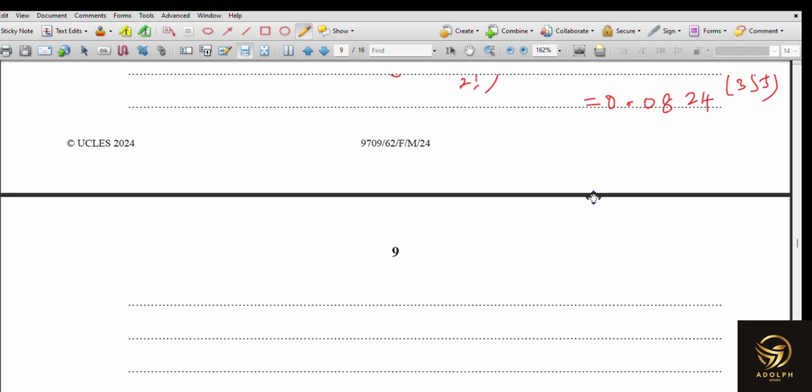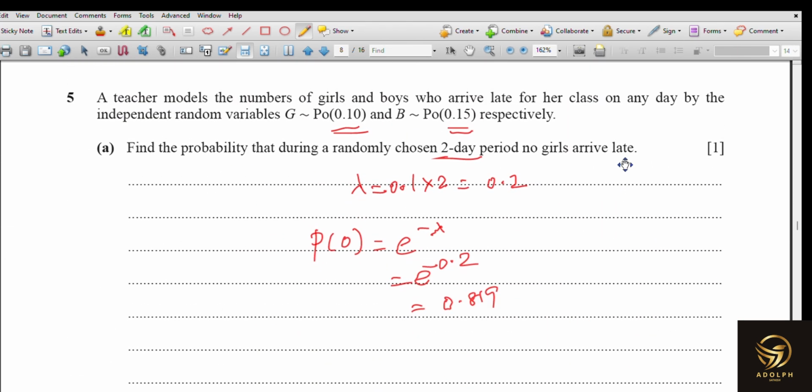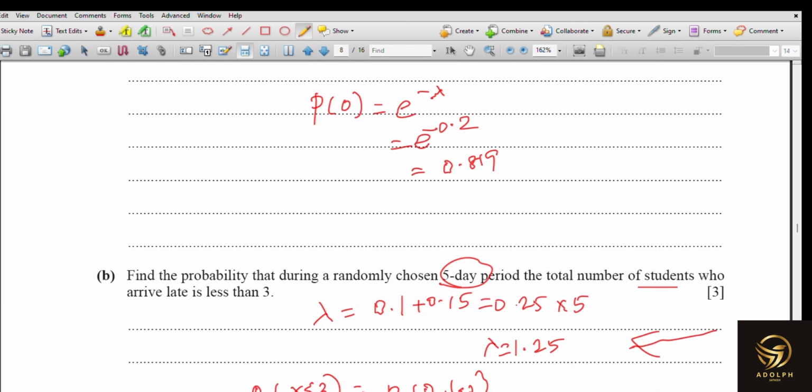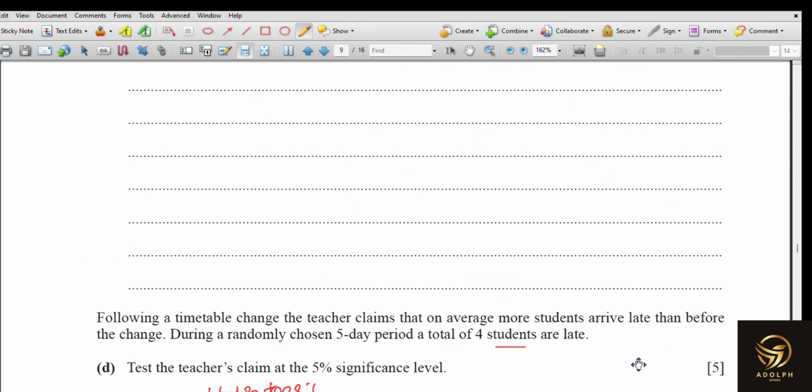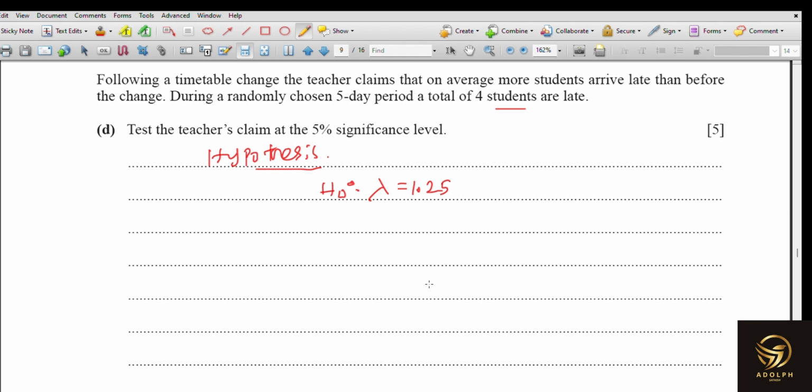It is because for 1 day, we have calculated for a 5-day period already that lambda equals 1.25. That is what we are going to take. And the teacher claims that the new one is an increase, so we want to take lambda greater than 1.25. This is the hypothesis. In the hypothesis, we will give the null hypothesis and the alternate. Then we will have to go for testing.